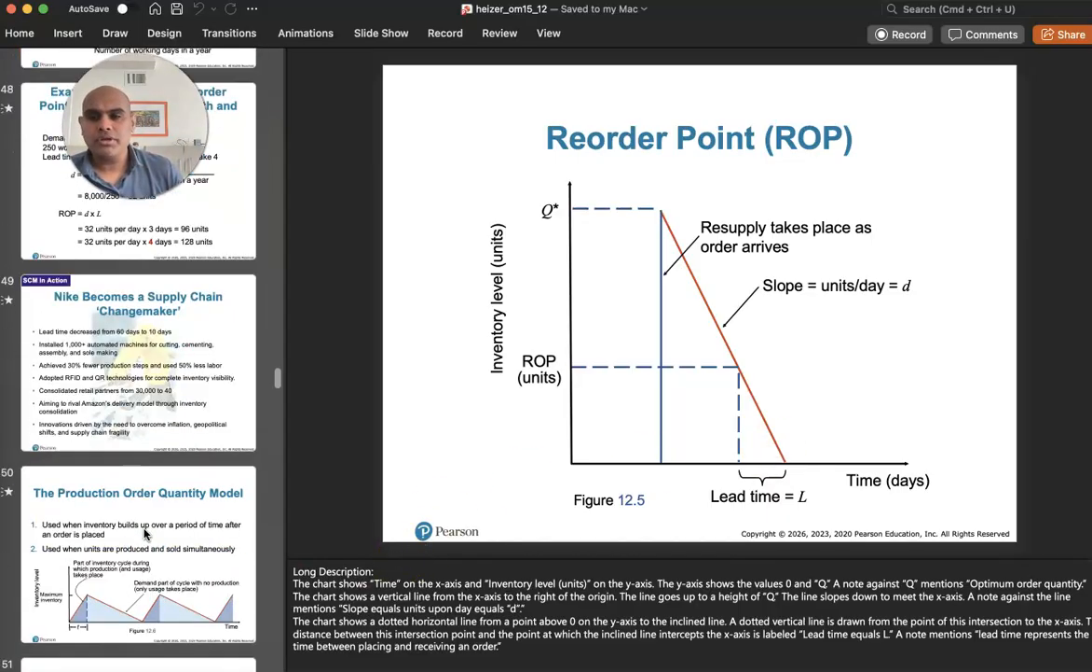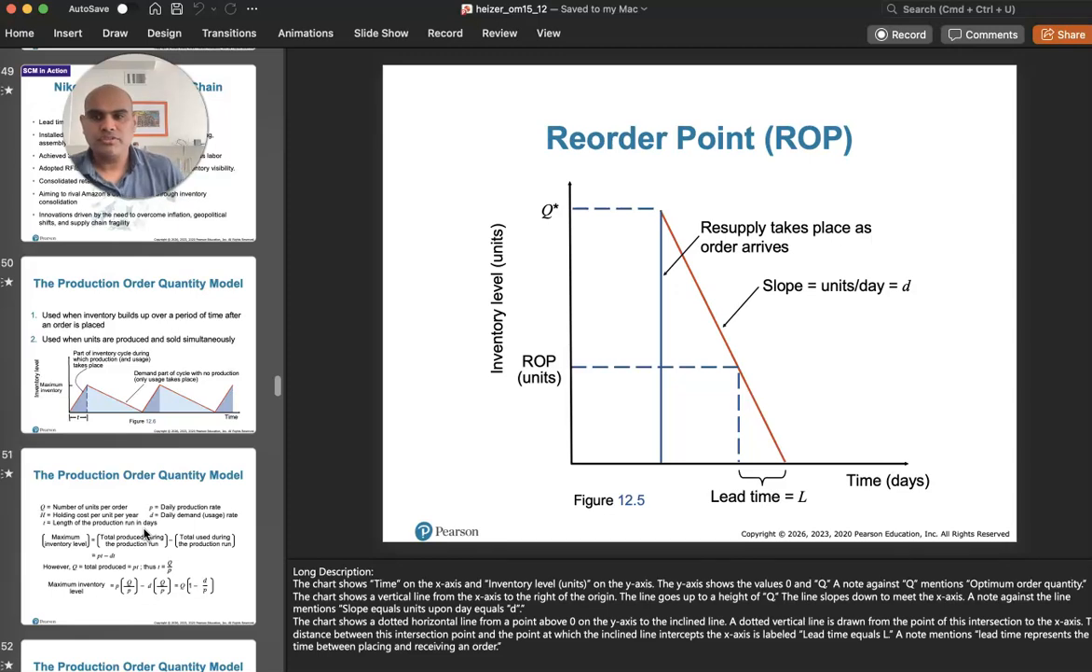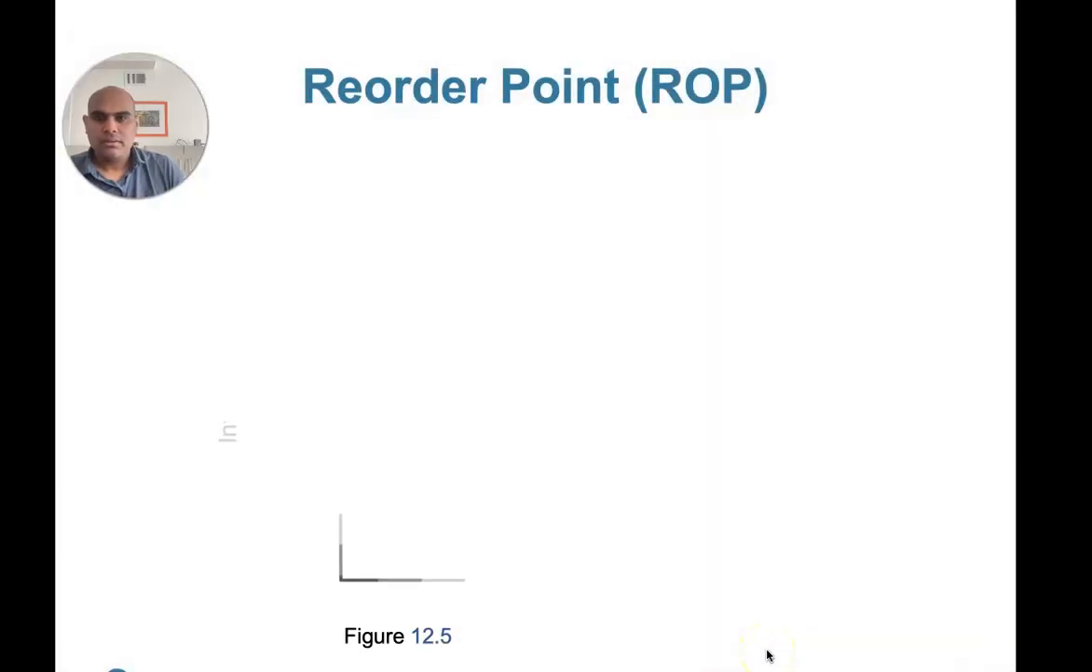But in the production order quantity model, which is an extension of this model, we are assuming that we are not buying our inventory from a third-party supplier, but making the inventory that we are selling ourselves. We are manufacturing the goods and selling the goods ourselves. So let's see what that situation is like.